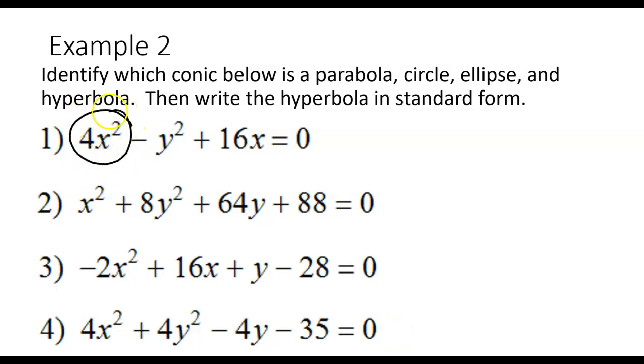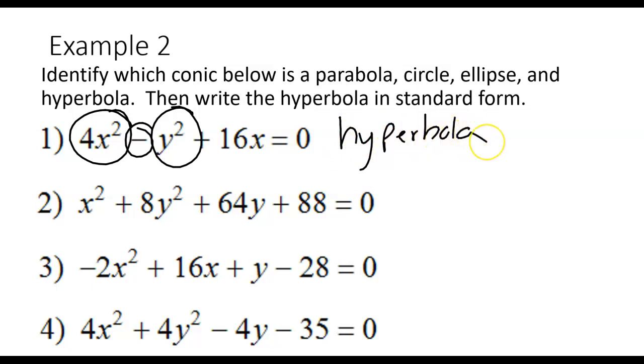This one has 2 squares, so it's not a parabola. Parabolas have only one squared term, okay? Also, the squares have a negative between them. One of the squares has a minus. Well, there's only one conic that has a minus, and that's the hyperbola. So even though this is not in transformational form, we can still see what it is.